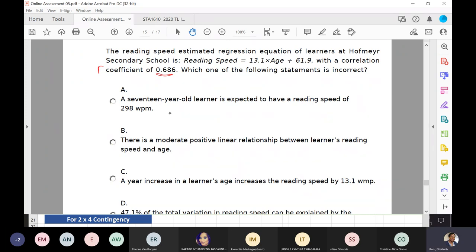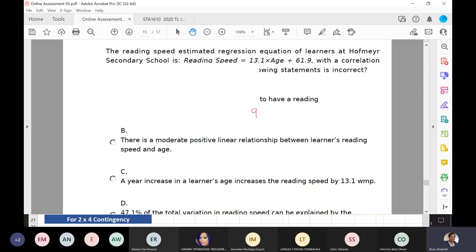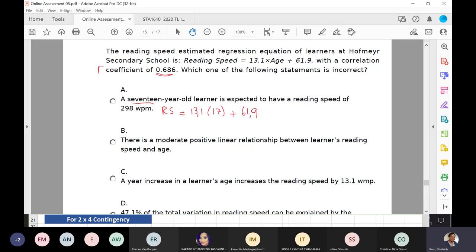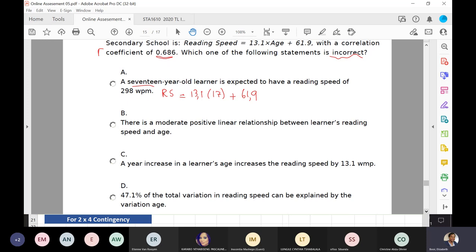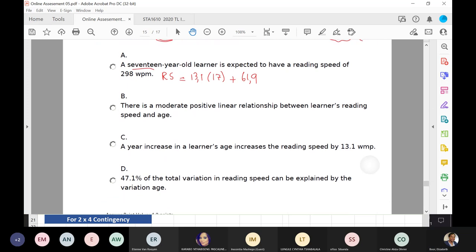Therefore, here they're asking you to do the following. Reading speed equals 13.1 times, because the age, they say 17, so times 17 plus 61.9. You need to find what that reading speed is. Does it equal 298? You're looking for the incorrect one. So I'm going to go through all of them and then we can do the feedback. So there is a moderate positive relationship between the learner's reading speed and age.